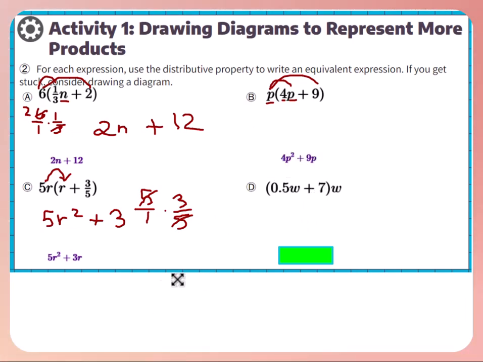And then finally, the last one, we have the single term on the right. We're still going to distribute that, meaning we're going to multiply that w to both terms. Just going to go in this direction. So 1/2 w times w is 1/2 w squared plus 7 times w.